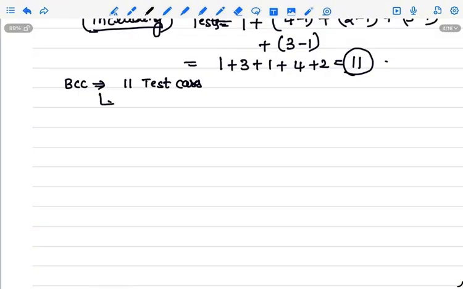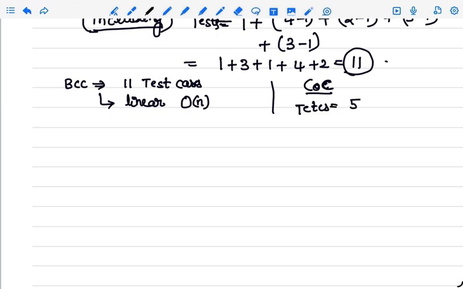You see, the advantage is that the test size is linear, that is O of n. In combinatorial coverage criteria, the total tests required are the number of blocks multiplied: 5 times, 2 times, 5 times, 3.